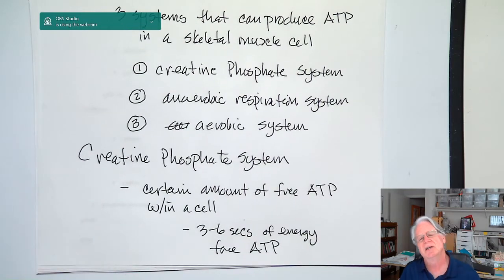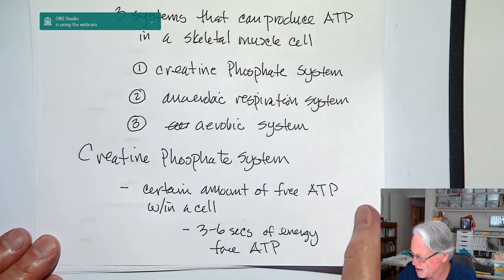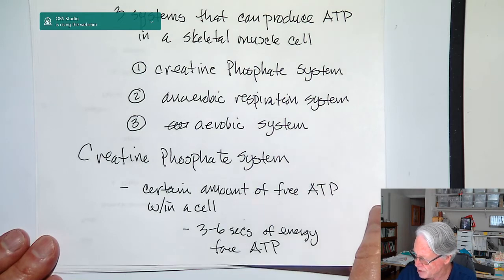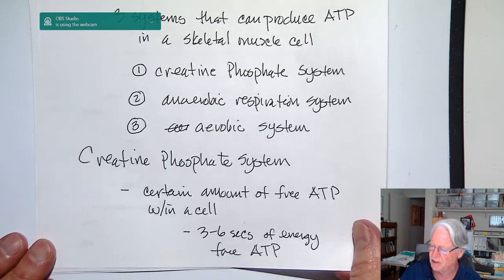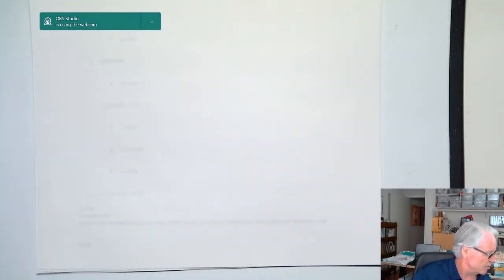Not very much. That doesn't get you very far, particularly in a muscle cell, where once you start using that muscle, you're going to start consuming huge amounts of ATP. So the amount of energy available in terms of free ATP is negligible and shouldn't really be considered at all. So if that's the case, then how can we regenerate ATP once it's been used?